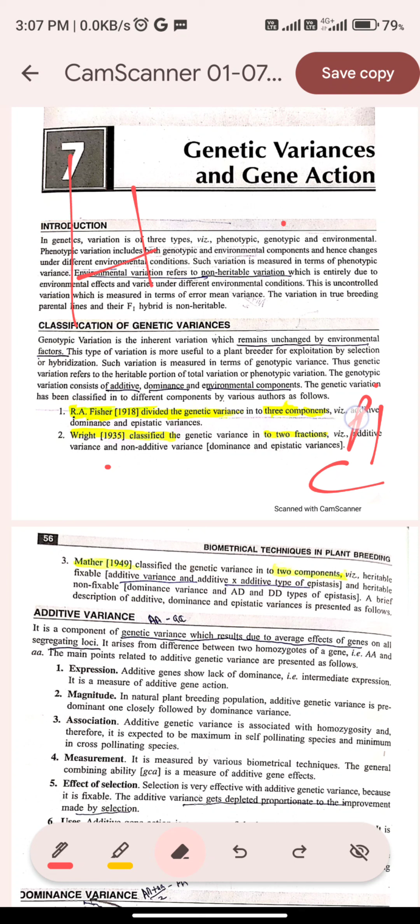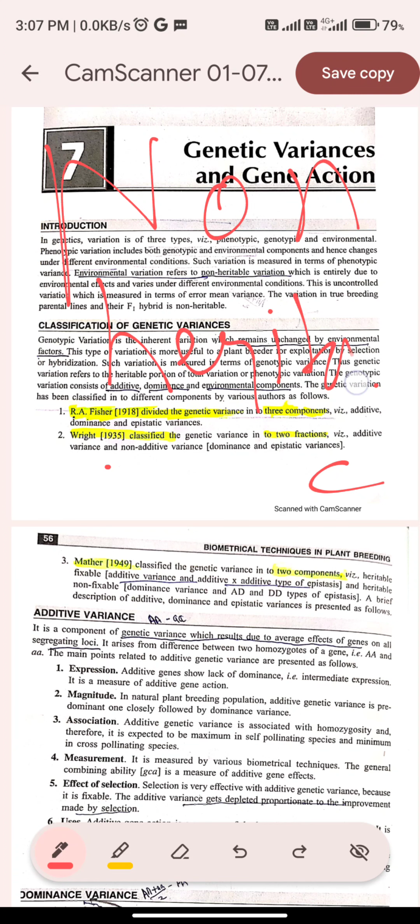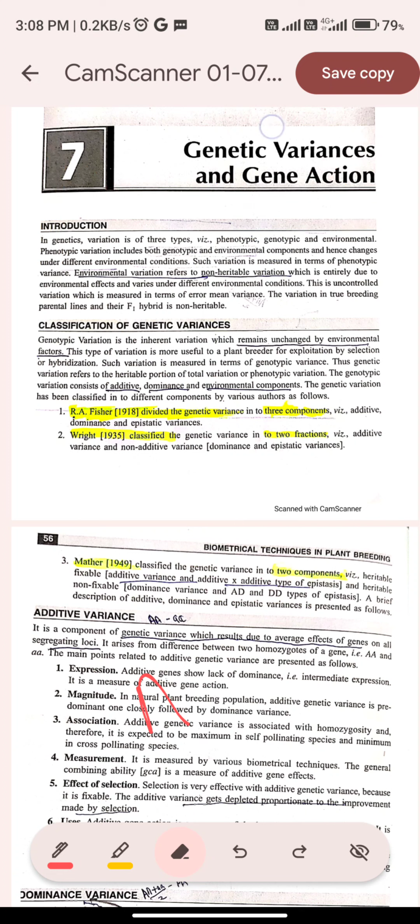Another portion of variation is non-heritable. Non-heritable variation does not pass from one generation to another generation. That is mainly through environmental variation that we are seeing. So it is the non-heritable portion of variation. So these are the types of variation.